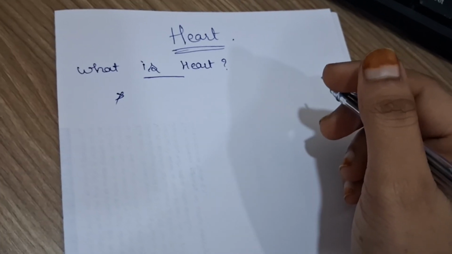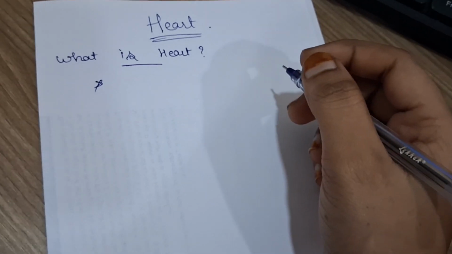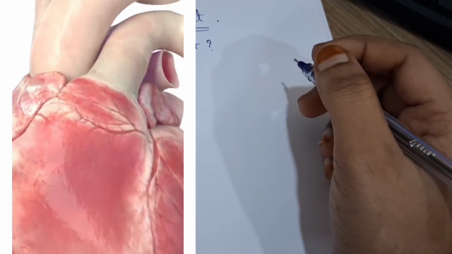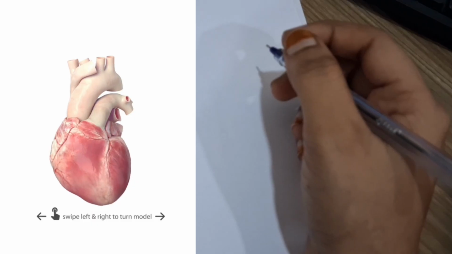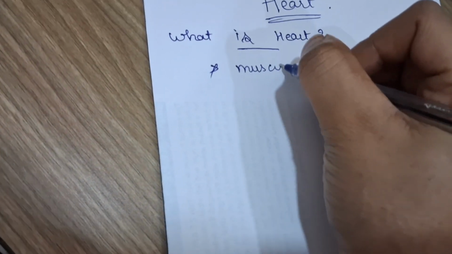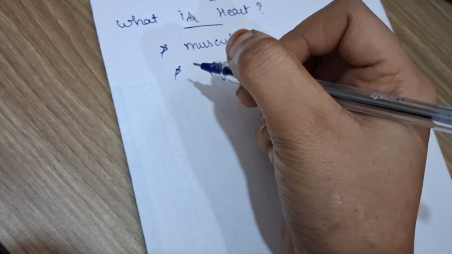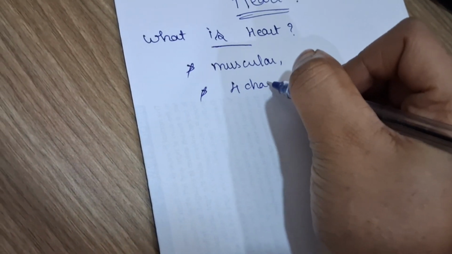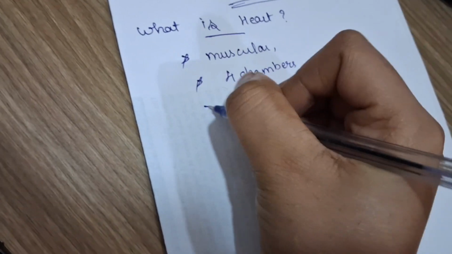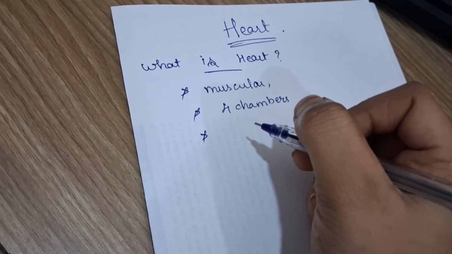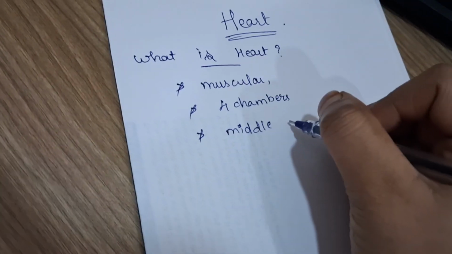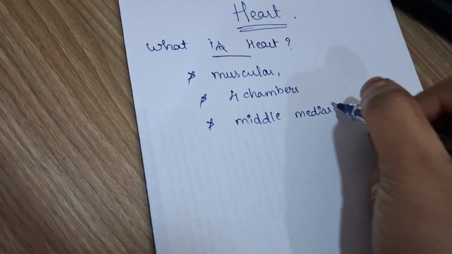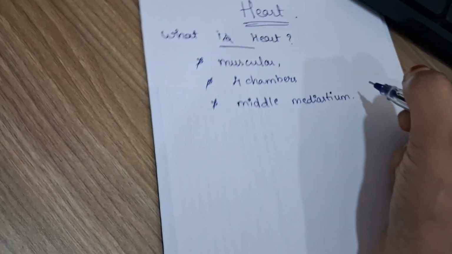So let's move towards the first topic, definition. What is the heart? The heart is a muscular, four-chambered, hollow organ located in the middle mediastinum. As you know, the heart is fully made up of muscles, so it is called muscular. Four-chambered means it consists of four chambers. Understood? And it is a hollow organ located in the middle of the mediastinum. So what is mediastinum? If you know, please comment it down.